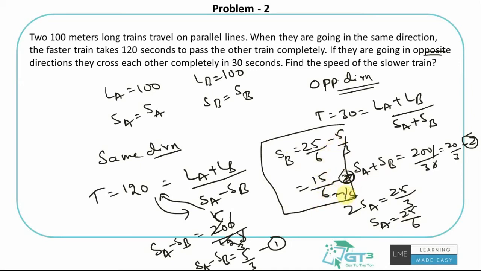So though the numbers have not turned out to be easier, just keep this in mind. In the same direction, I'll get a linear equation SA minus SB. In the opposite direction, I'll get SA plus SB. So I'll have two equations I can solve and get the answers for both the speeds.